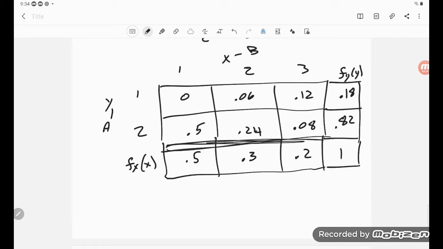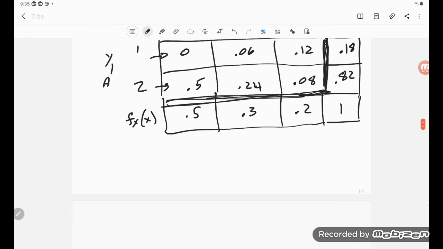So we'll make these a little heavier lines here. And so we have our marginal distributions, and we could do that simply by adding across. For fy's, we just added across here. So we added across all x's, again across all x's, and we got the marginal distributions.